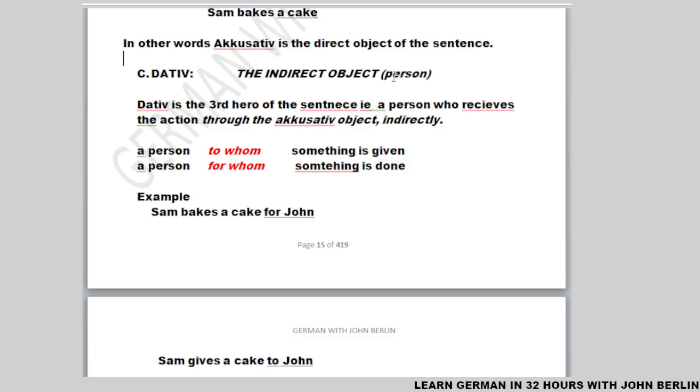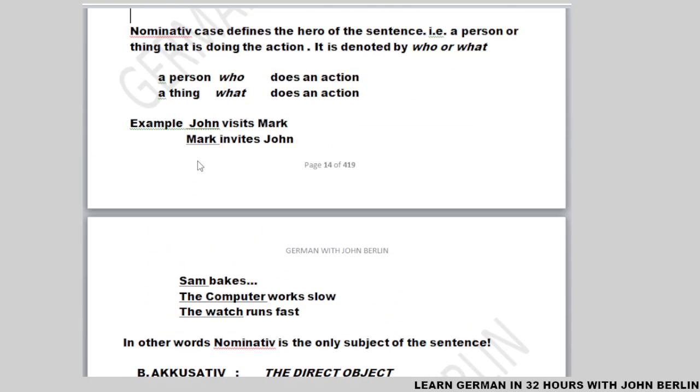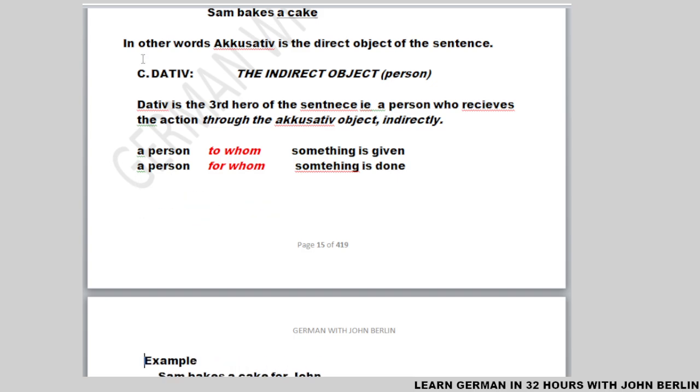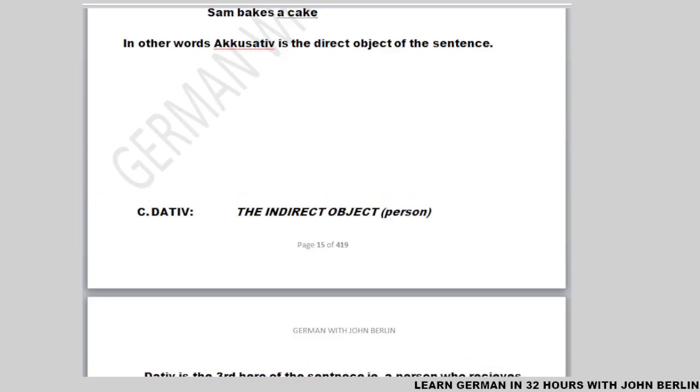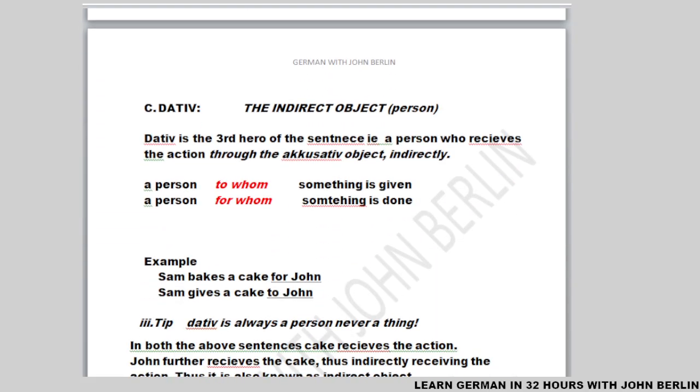To whom, for whom. Previously, we had seen accusative could be a person, could be a thing. Nominative could be a person, could be a thing. But dative is always and always a person. And it's to whom or for whom. Now, I'll talk more about why it's an indirect object. Let me bring it to the next page and I'll talk to you more about why we call it indirect object. Before we go into why it's indirect, let's first recollect what we learned.